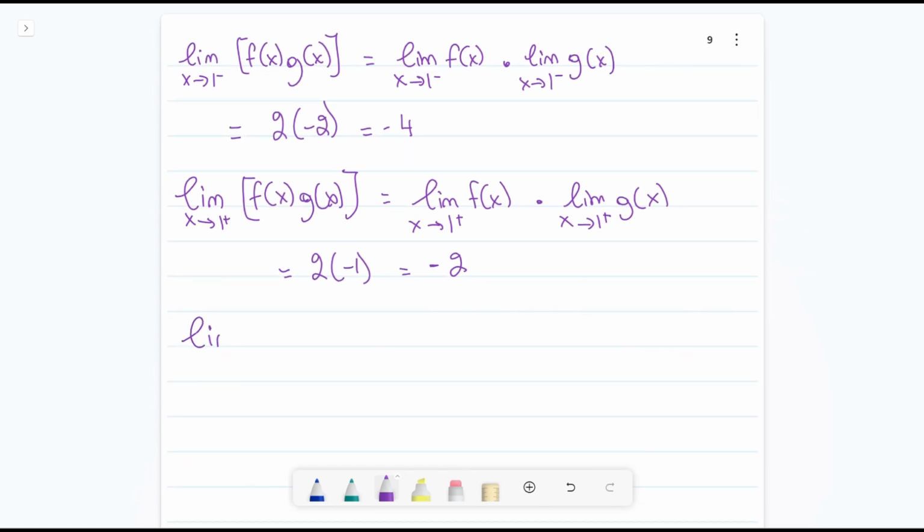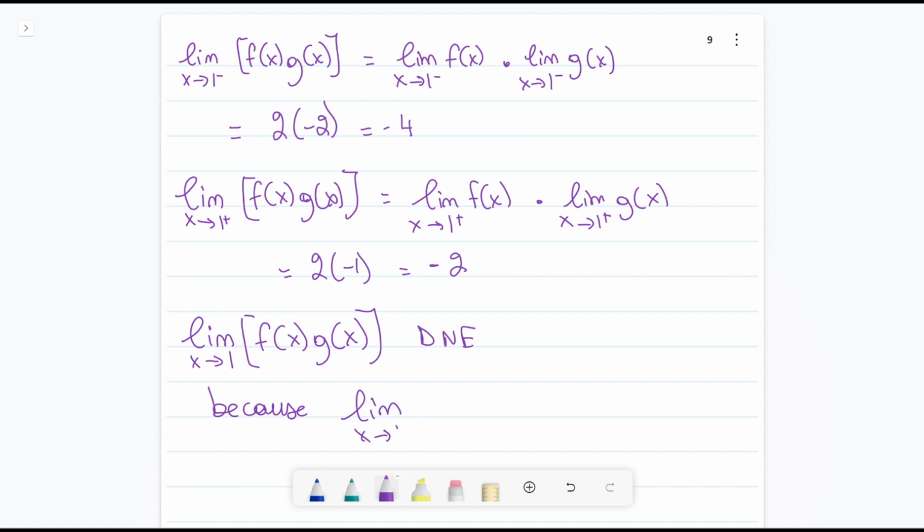And we can write a conclusion. The limit of f of x times g of x as x approaches 1 does not exist because the left-hand side limit does not equal the right-hand side limit.